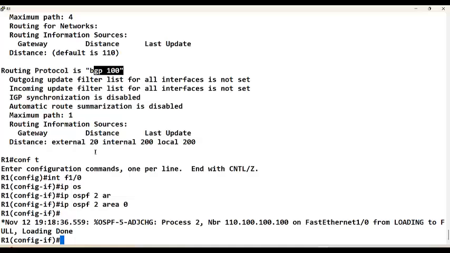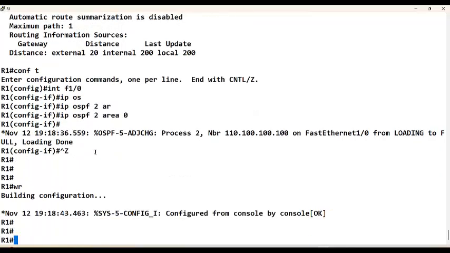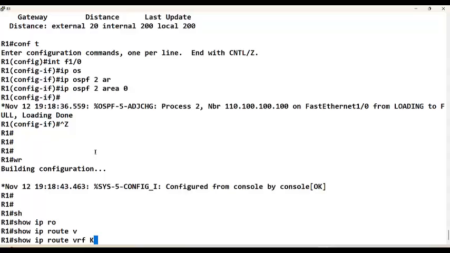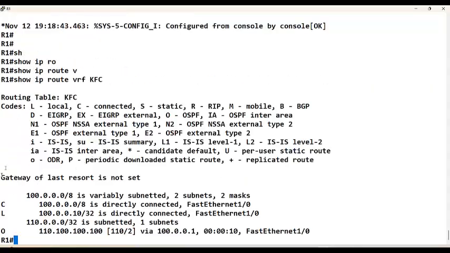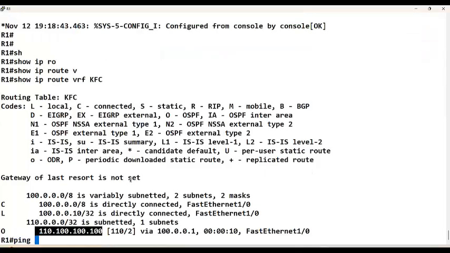See, it has formed a neighbor. Now, let us check the routing table of KFC. Show IP route VRF KFC. You got a route learned from the KFC router. This is coming from where? KFC West. And if you try pinging, it won't ping.